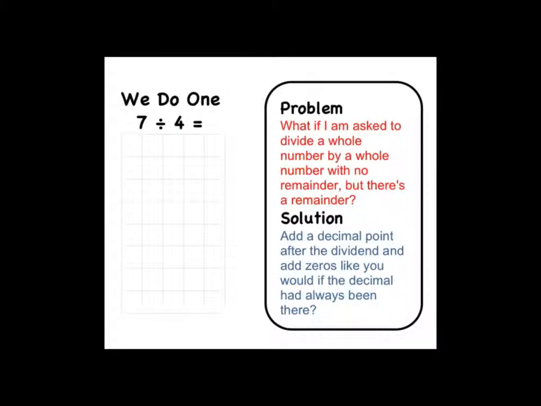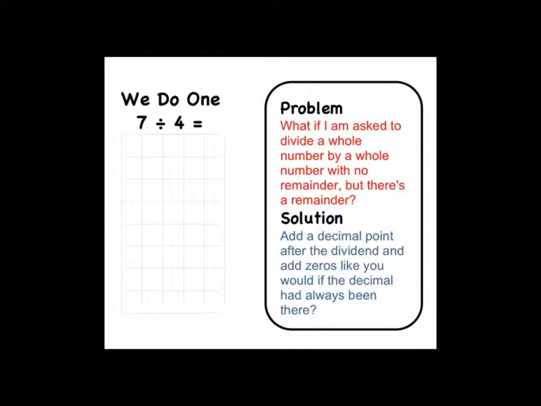The next type of problem that we're going to address is, what if I'm asked to divide a whole number by a whole number with no remainder, but there's a remainder? So for example, we might normally think that we can't divide 7 by 4. What we should know about division is we can't switch these around. 7 divided by 4 is going to give us one answer, and 4 divided by 7 is going to give us a completely different answer. So in division, we cannot just switch it around. It does not have the commutative property.